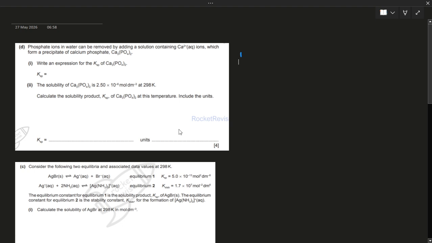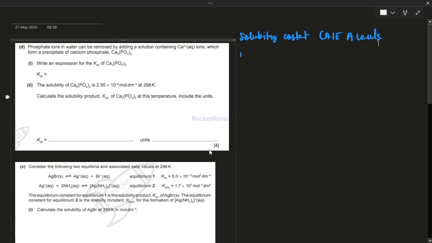Hello guys. Basically today I'm going to show you every single way of solving solubility product question, or solubility constant question, whatever they ask in CIE A level exams. I have a few questions here, and I think if you study these four or five, you can easily answer every single one of them.